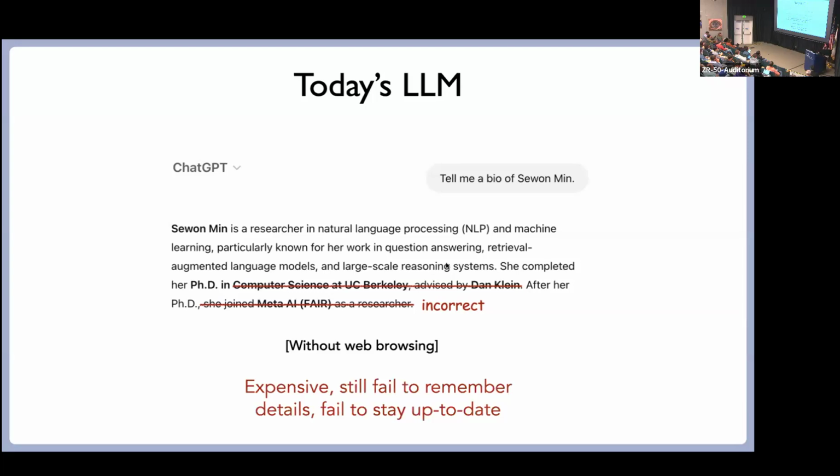So basically, large language models still have many problems, and among them, the three key limitations are that they're very expensive to train, they still fail to remember details, especially long tail facts, and they fail to stay up to date unless you retrain the model.